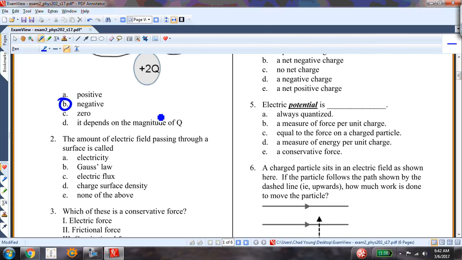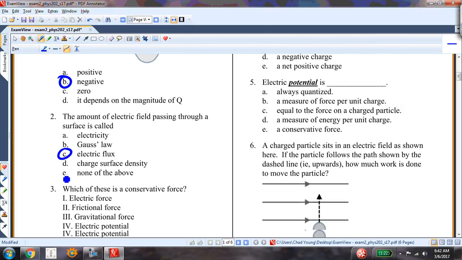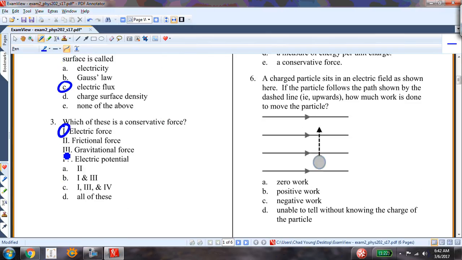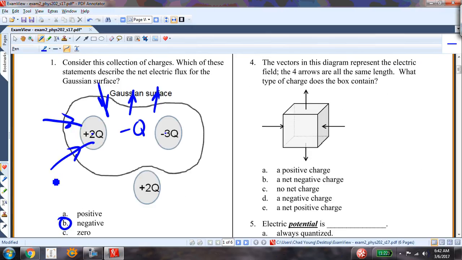The amount of electric field passing through a surface is called the electric flux. Which of these is a conservative force, electric force, gravitational force? So B is the right answer. Vectors represent the electric field. They're all the same length.